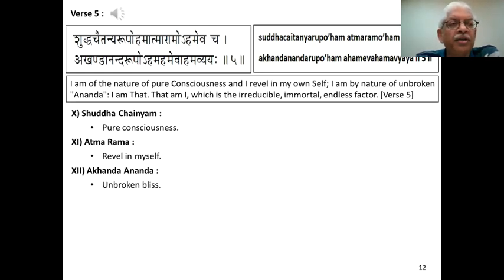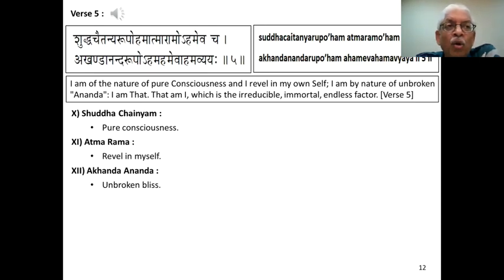So at no point you can say that I am very disturbed. When the mind comes in, then we identify with the mind and then become disturbed. But our real nature, if we come to know, is Shuddha Chaitanyam. Shuddha means pure Atma. I learn to live in this peaceful state. Then the next quality is Atma Rama. I revel in myself. I revel in myself means I learn to enjoy my nature.